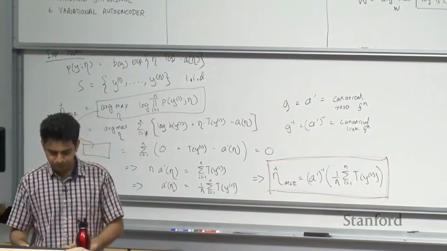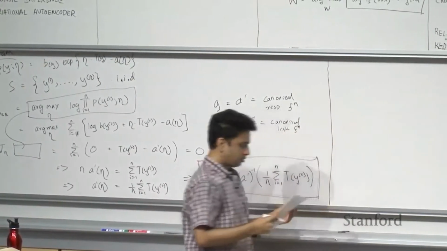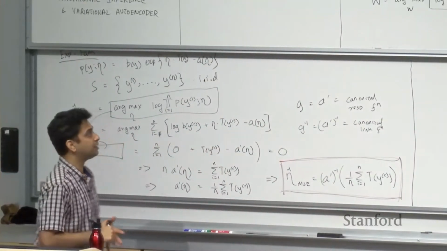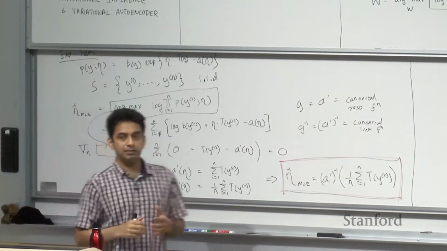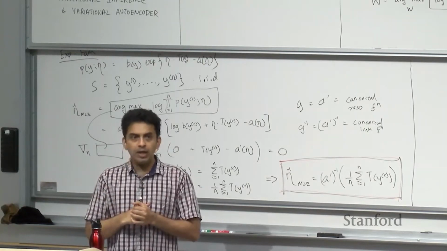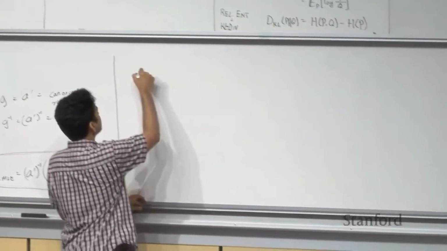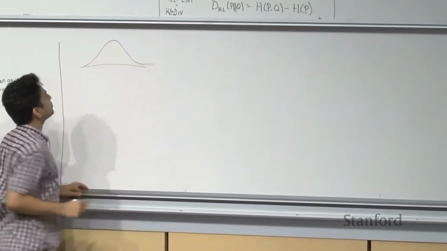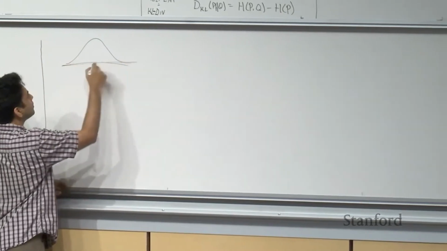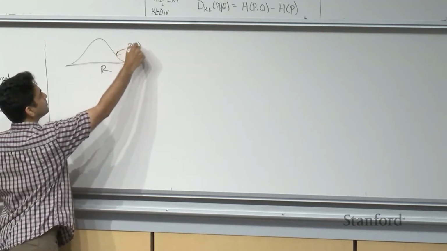Now let's switch gears and talk about maximum entropy. The maximum entropy principle tells us that whenever we want to estimate a probability distribution with some observed data, let's suppose we have a probability distribution over the real values. So this is R and X, and this is P of X.